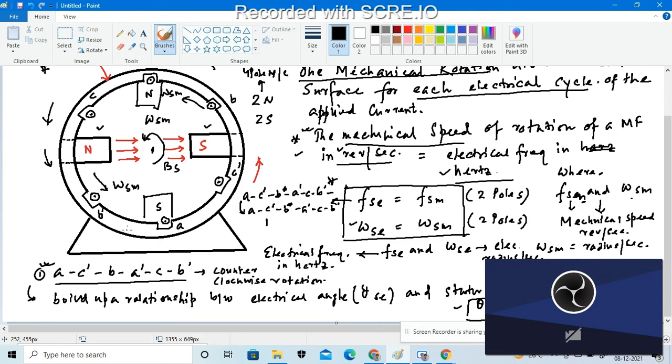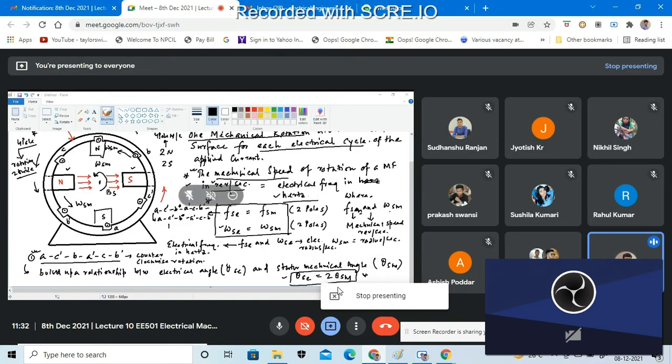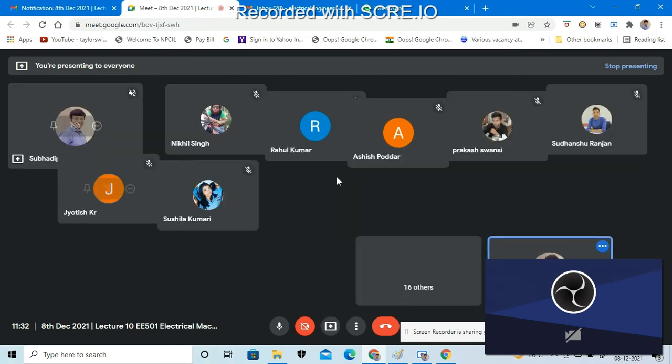So if we are considering the four pole machine, and we have a rotation that is twice, then what is the relation that develops between the electrical angle and the stator mechanical angle? That thing we will discuss. So now we have to erase this section so that we will redraw the same thing again, if the rotation is twice.